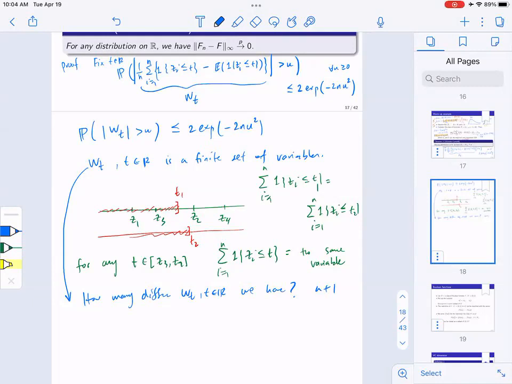Does this number depend on what values of z I have? If I change the arrangement of z's, do I get a difference? If they overlap, yeah, it gets smaller. But this is an upper bound. I can't get more than this. This is the worst case, basically.